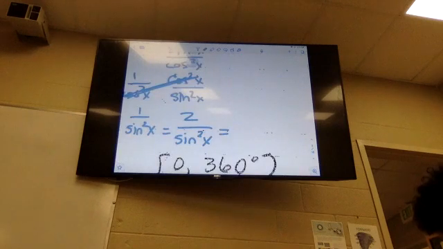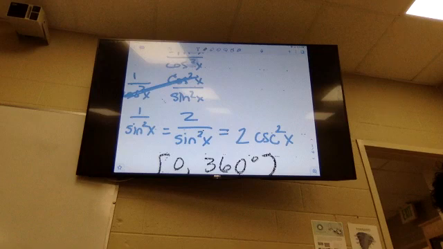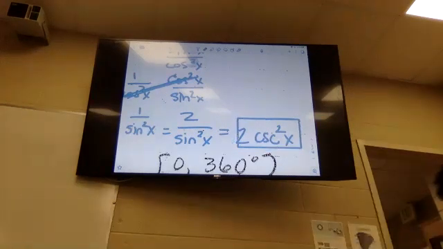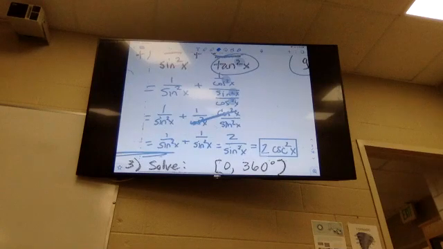So to get rid of the fraction, we just convert this using our reciprocal function. So it's going to be 2 cosecant squared of x. So 1 over sine becomes cosecant. Carry the 2, carry the square. That's it. The end. All right. Questions on that one? No, we're doing okay.